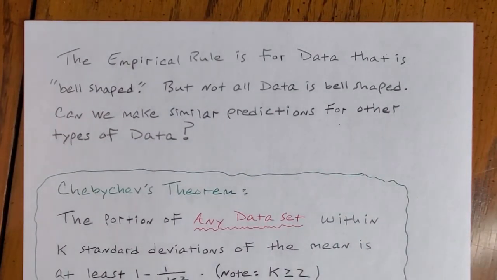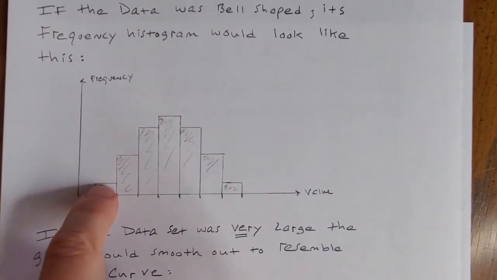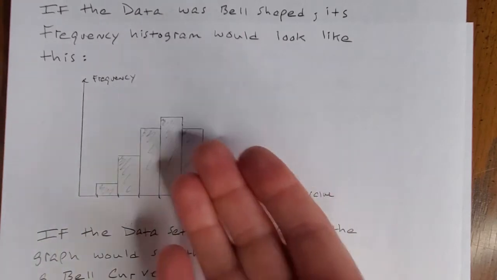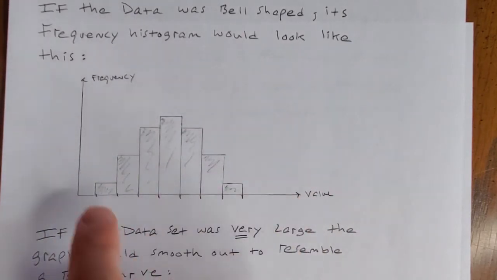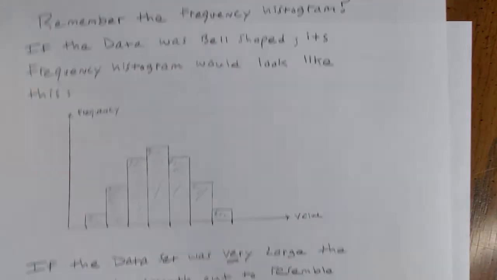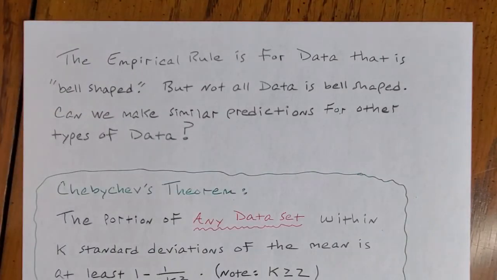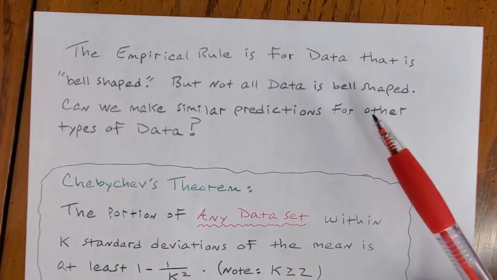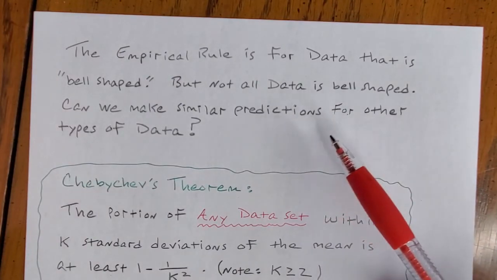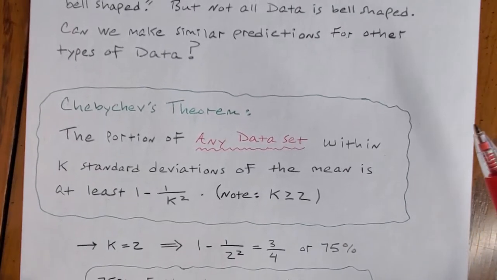You could imagine, with all the frequency histograms we ever made or that you ever saw when we were learning about this, they didn't all look like this. They can look kind of level, they can look kind of heavy on one side, light on the other. So not all data is bell-shaped. We can make similar predictions for other kinds of data. It's just any kind of data, all right?